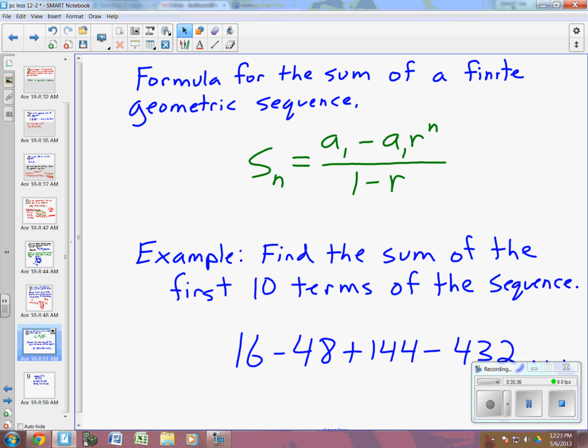So this is finding, if you have a geometric sequence and you want to find the sum of so many terms. Notice it says the word finite. What do I mean by that? There's not an infinite number of terms. It ends. I've got to have a definite number I stop on, right? Does that make sense? Okay, because in just a little bit, 12-3, we're going to learn about adding infinite geometric sequences. Okay, so find the sum of the first 10 terms of the sequence.